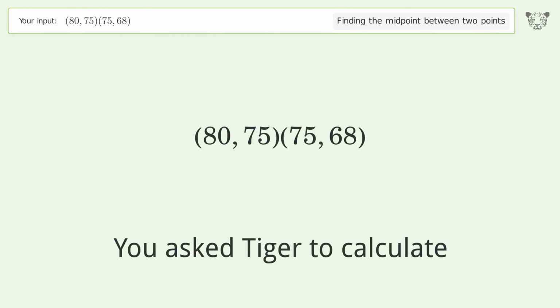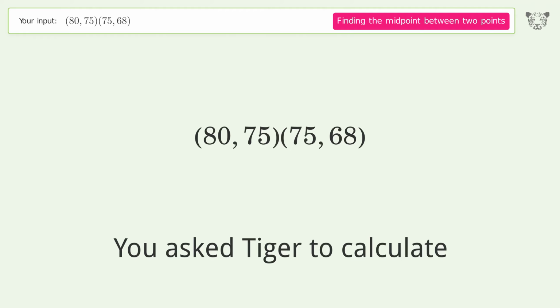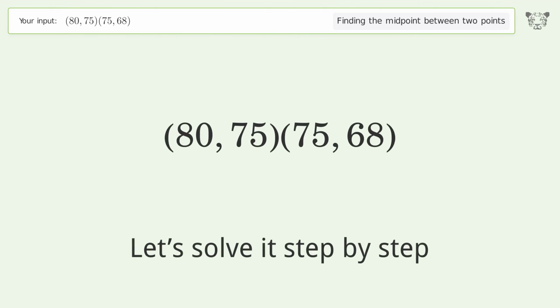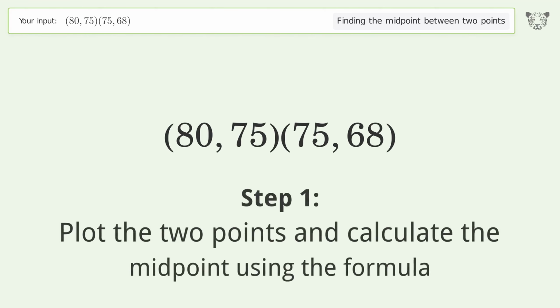You ask Tiger to calculate. This deals with finding the midpoint between 2 points. The midpoint between the 2 points is 77.5, 71.5. Let's solve it step by step. Plot the 2 points and calculate the midpoint using the formula.